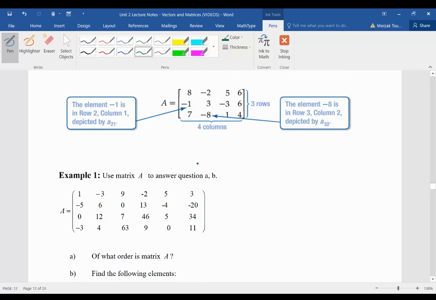More examples. We already talked about element -8. That's the third row, second column, so A32. And this one would be A21, second row, first column. So that's just a repetition.